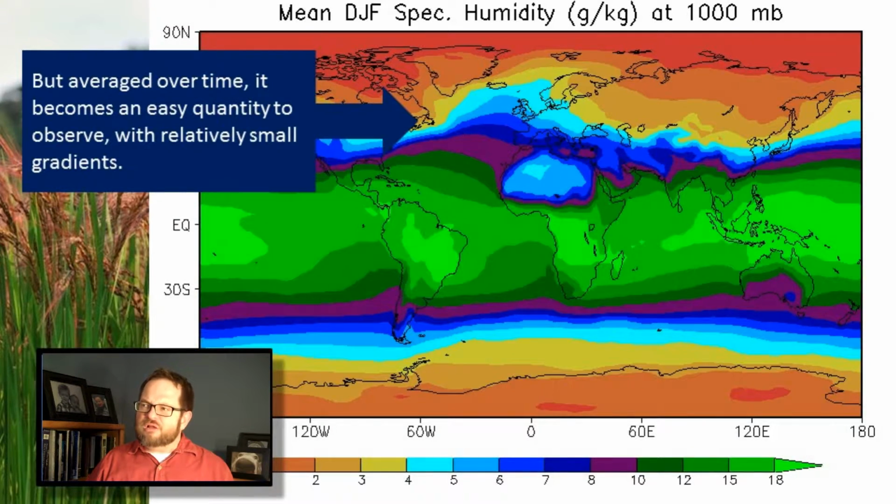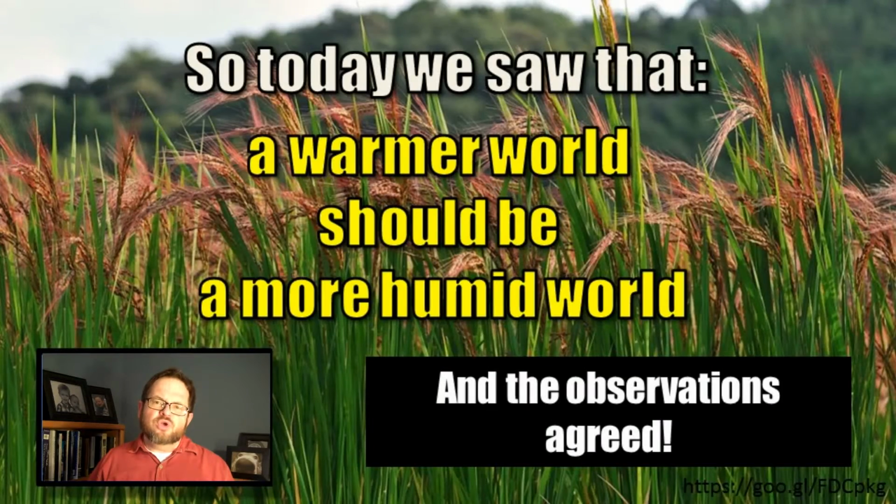Okay, and well, that's both good and bad news. The good news is the humidity is going to be part of the radiation budget of the Earth. We're going to need to understand that if we're going to understand global warming. The bad news is we're going to need to understand clouds too. And clouds are a big part of global warming, in how they reflect radiation and how they emit radiation. So the hydrologic cycle's got some problems. What we've seen today is that a warmer world should be a more humid world, and by and large the observations did agree with that.